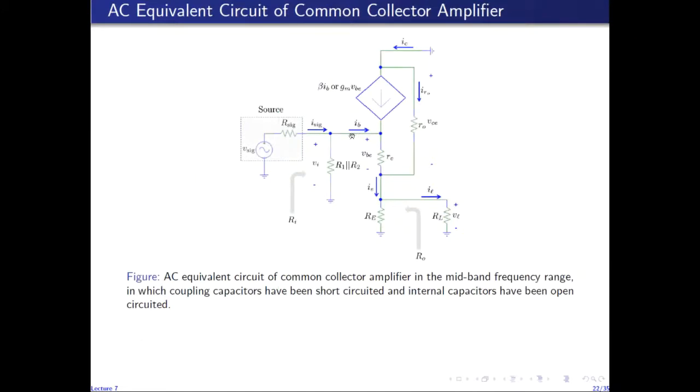This is the AC equivalent circuit of the common collector amplifier in the mid-band frequency range, where we short circuit the coupling capacitors and ignore the parasitic capacitance. So I have again chosen to replace the BJT with its small signal augmented T model, in which IC, IB, and IE represent collector, base, and emitter currents. Small re is the resistance in the emitter branch, and small r0 is the resistance between collector and emitter.